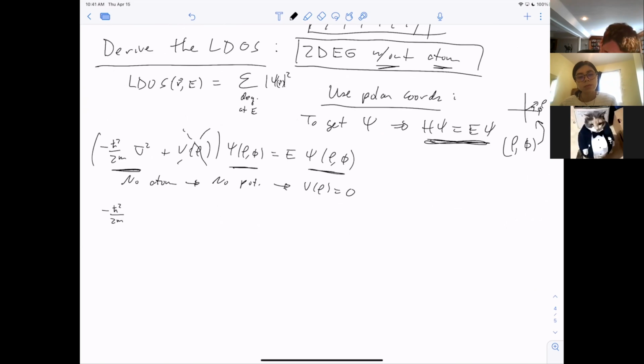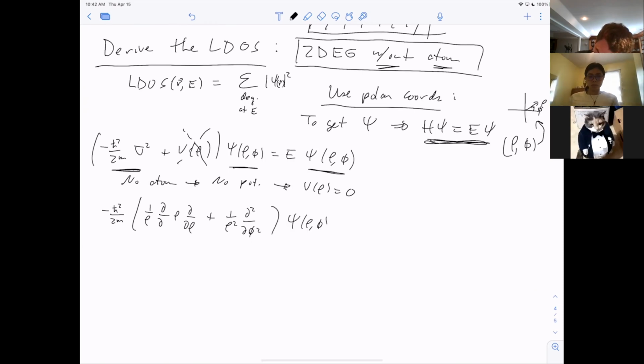When we write it all out, it looks like this. Negative h bar squared over 2m, and in cylindrical coordinates this Schrodinger equation looks like this: d/d rho of rho d/d rho, plus 1 over rho squared d squared d phi squared, acting on psi of rho phi, equals E times psi of rho phi. Okay, so we've got to solve that.